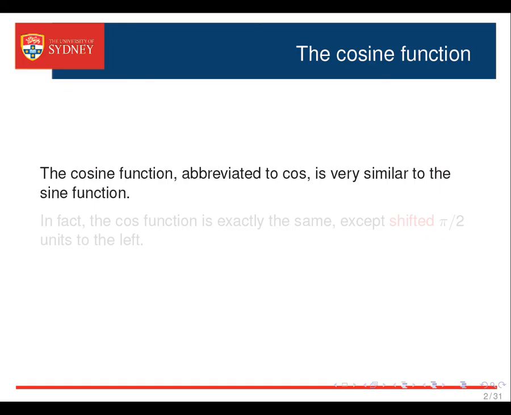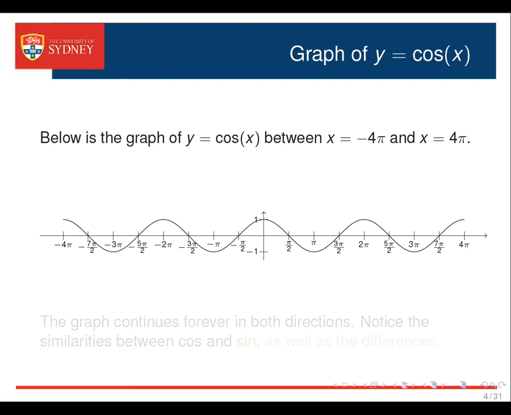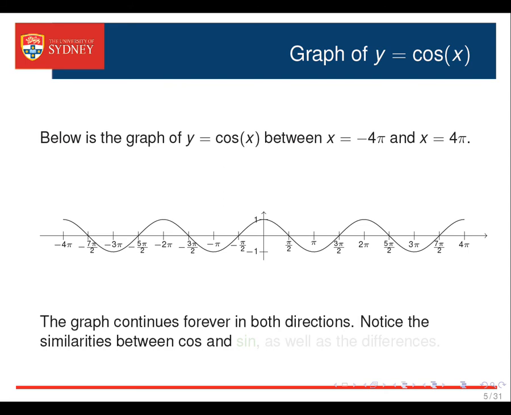The cosine function is very similar to the sine function, which we have already studied. The graph of the cosine function is actually the same as the graph of the sine function, just shifted to the left pi on 2 units. Here's the graph of cos. Notice how similar it is to the graph of sine. As I mentioned, the only difference is that the graph is shifted by pi on 2.